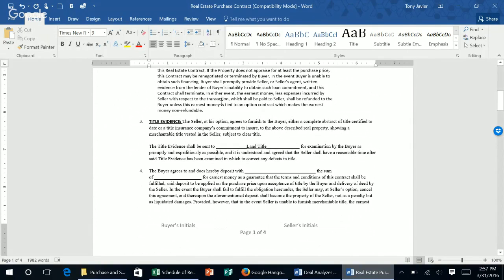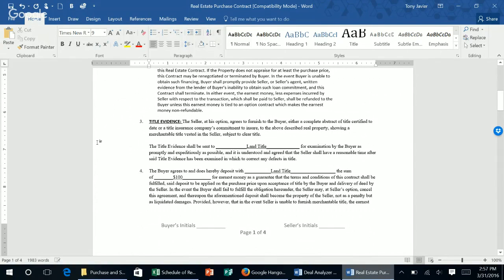So this is who will do the title evidence and make sure that the lien, or excuse me, the title is clear and you can close on it. They are typically the ones that get the earnest money as well. So I typically do $100 earnest money.